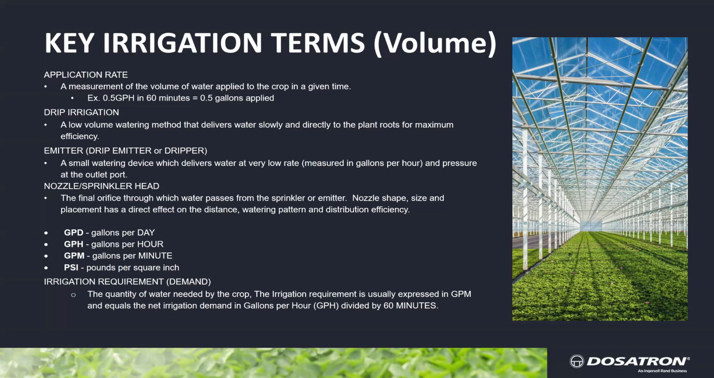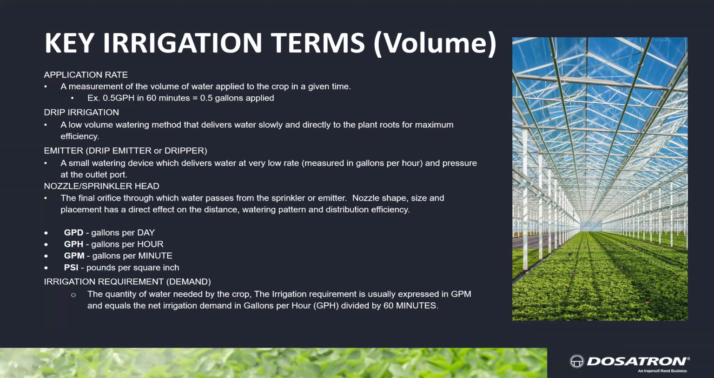In layman's terms, an example would be if I have half a gallon per hour in 60 minutes, that means half a gallon has been applied. And we can use that formula to figure out our application rate, how much has been put down for gallons per hour, gallons per minute. But that is going to be what we're going to measure there.